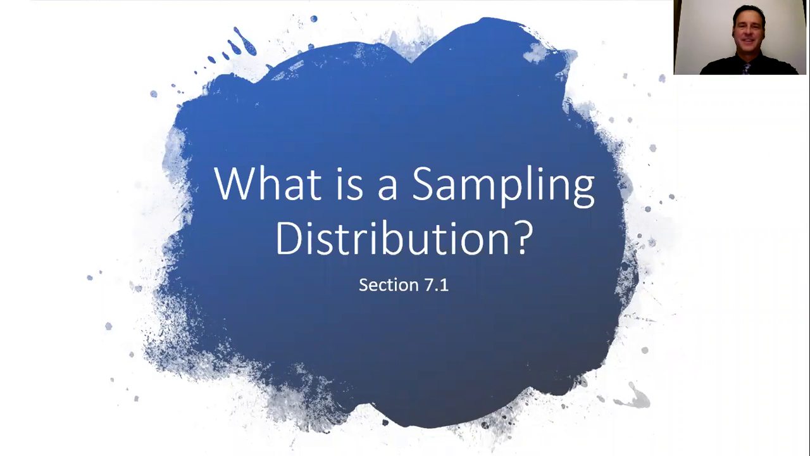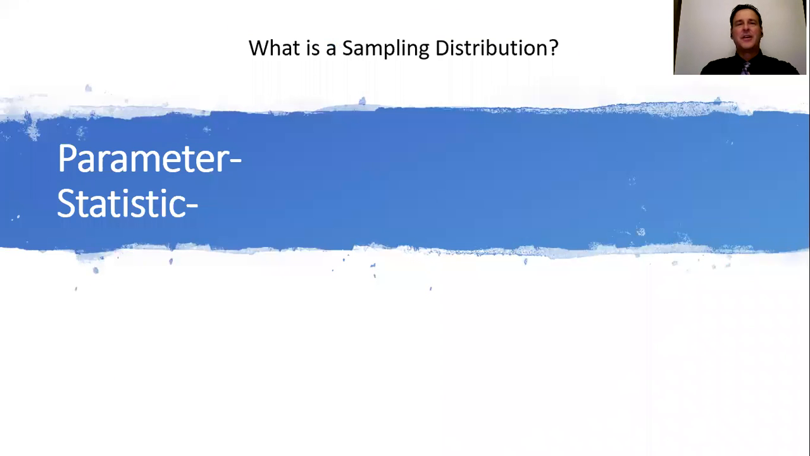This is 7.1, which is what is a sampling distribution? If you have a graphing calculator, have that out, have it handy. It'll make today's work a little bit easier to work through. Now, to help answer this question, the first thing we need to do is talk about some vocabulary.